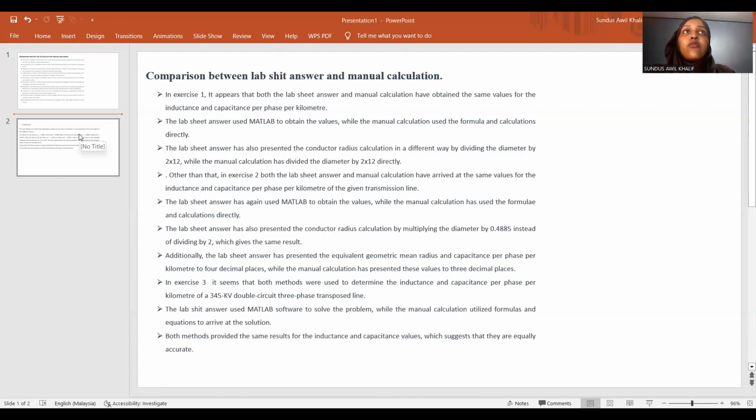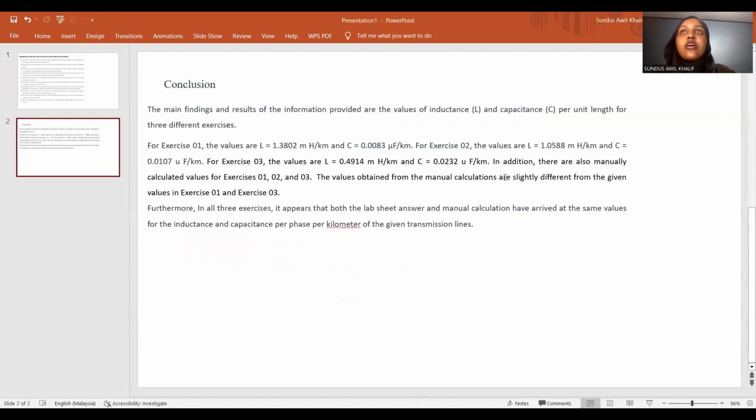So let us go back to the conclusion. The main findings and results of the information provided are the values of inductance and capacitance per unit length for the 3 different exercises. For exercise 1, the values are L is equal to 1.3802 mH/km, and C is equal to 0.0083 uF/km.